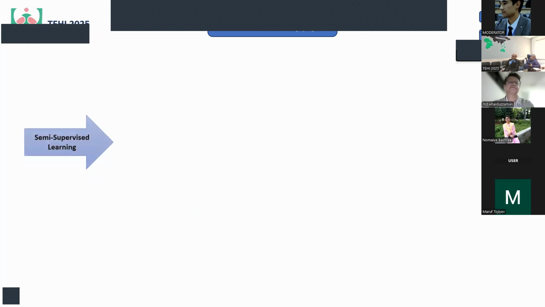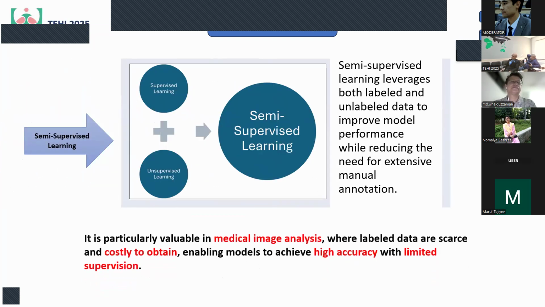So our work is to combine the supervised with the unsupervised to make a semi-supervised learning in the domain of polyp segmentation for very reliable and efficient segmentation without any dependency on annotation.